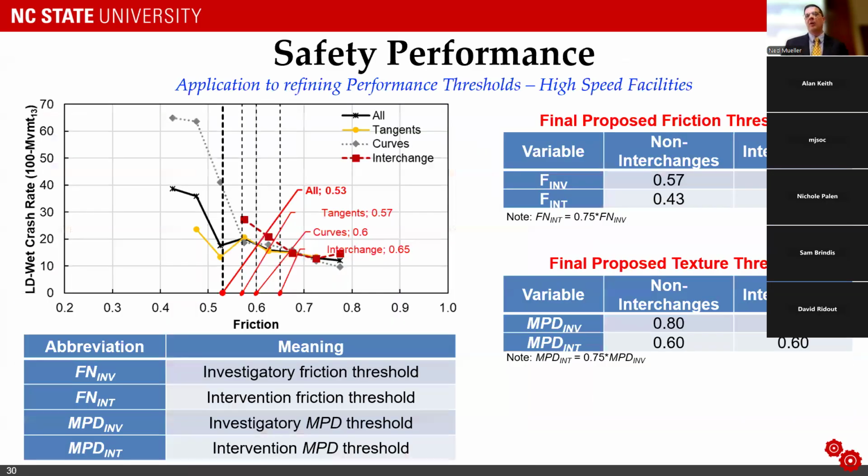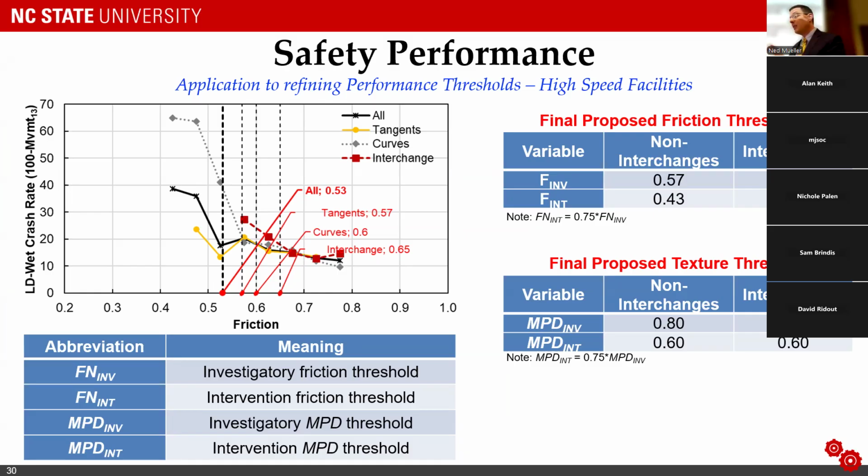But as I said, the goal is not just to understand how texture and friction arise, but it's really to understand how this affects safety. And so we couple this analysis with analyses of crash rates. In our case, we're really focusing heavily on high-speed facilities because that's where we tend to see many issues. And we also look at wet crash rates. What happens when it actually rains?